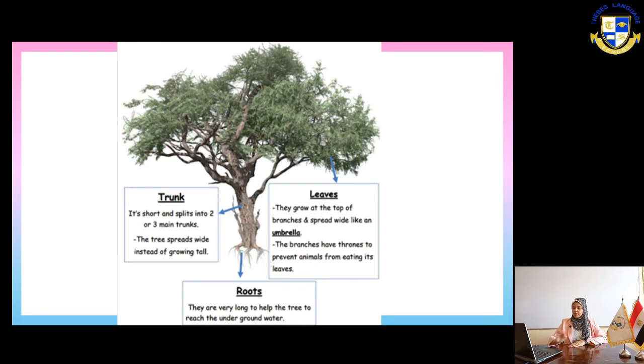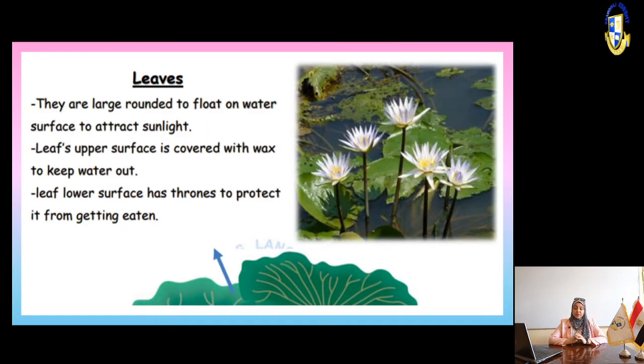Now let's move to the water lily. The water lily also, we will talk about 3 parts. The first one is the leaves. As you can see, this picture shows the real plant. This is how the water lily looks like. Let's talk about their leaves. They are large, rounded to float on the water surface to attract sunlight.